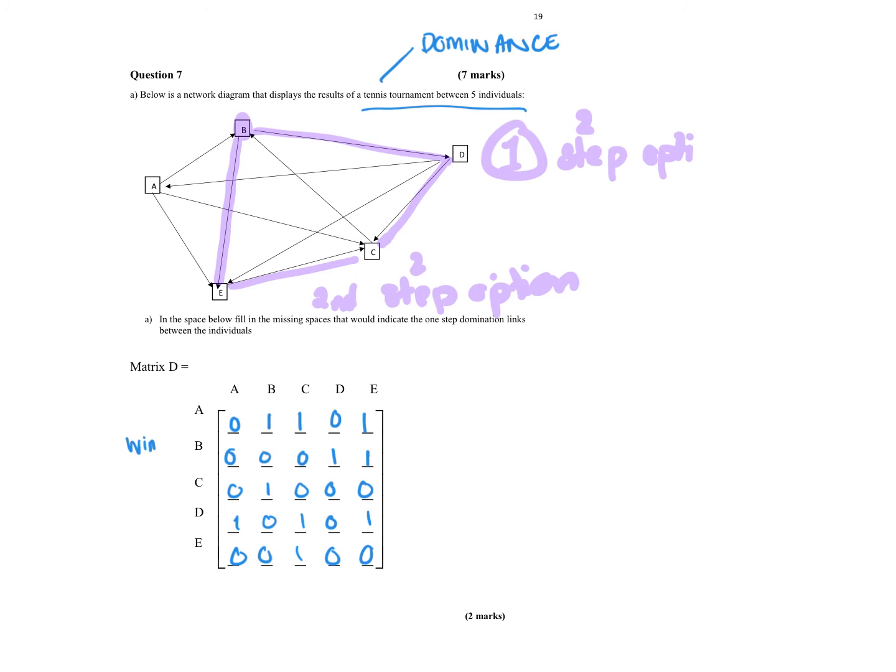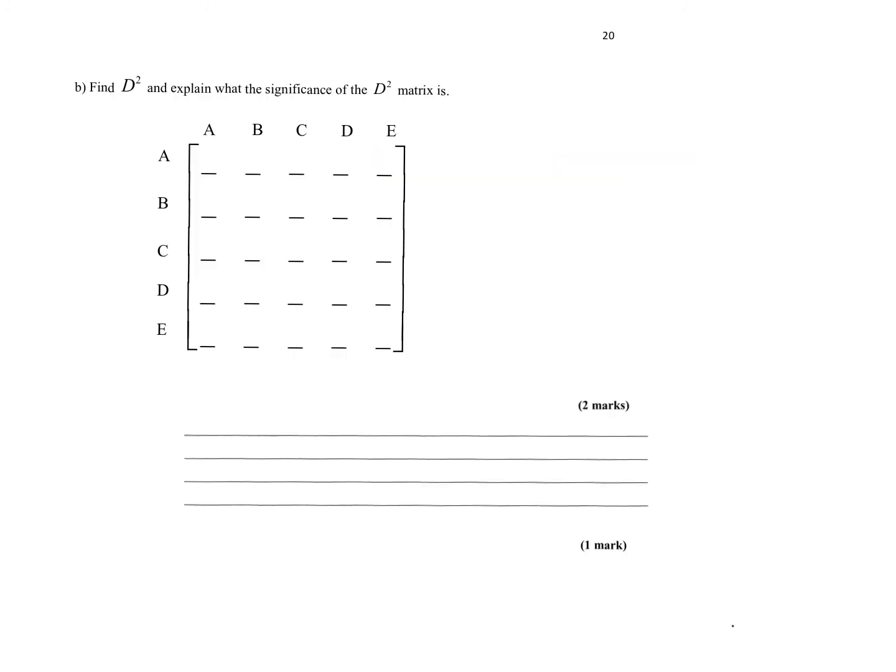The next question is they want D squared. So we're just going to pop the D matrix into our calculator and raise it to the power of 2. When you do that, you'll get the following answers. I won't bother showing it, as you understand how to pop it in, so hopefully you end up with this answer.